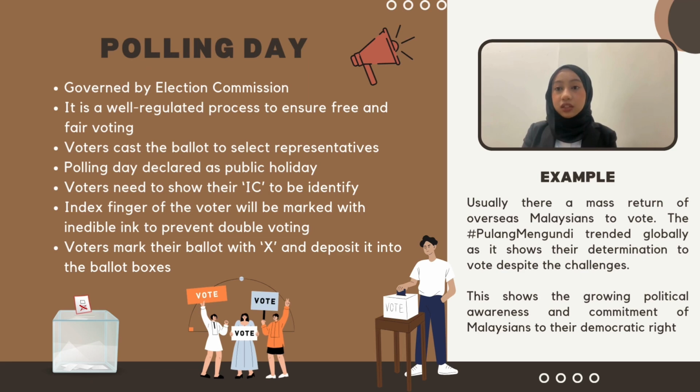Once at the polling station, voters must present their identification card to verify their eligibility and also to assign the voters to their stream based on age. This is a very important step because the election officer needs to ensure the voters are allowed to cast their ballots. After that, the index fingers of the voters will be marked with indelible ink to prevent double voting from happening, and the voters can proceed to mark their choice on the ballot paper.